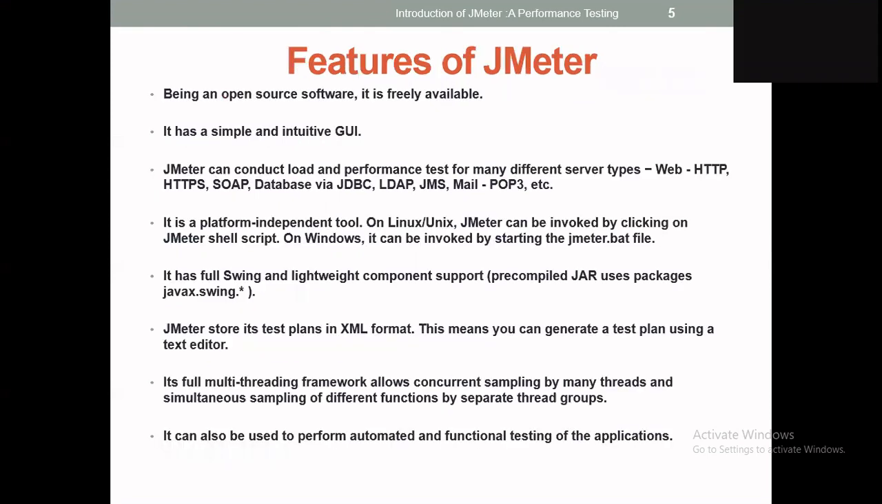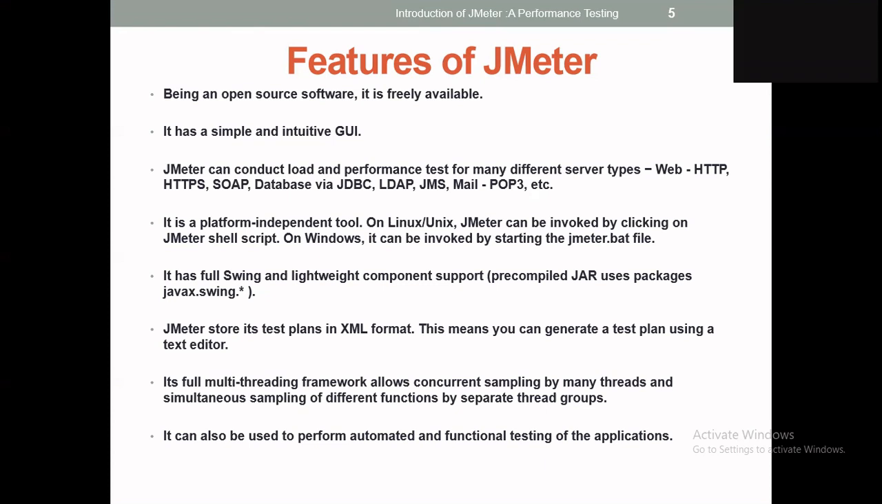Now, let's see the features of JMeter. There are some basic features of JMeter, like being open source software. As all of you know, it is freely available. It has a simple and intuitive GUI. Means the GUI of JMeter is very easily understood by a new user. JMeter can conduct load performance tests for many different server types, as we have seen in the previous slides. So what are the different server types? Like web, HTTP, HTTPS, SOAP, databases via JDBC, LDAP, JMS, and POP3, etc.